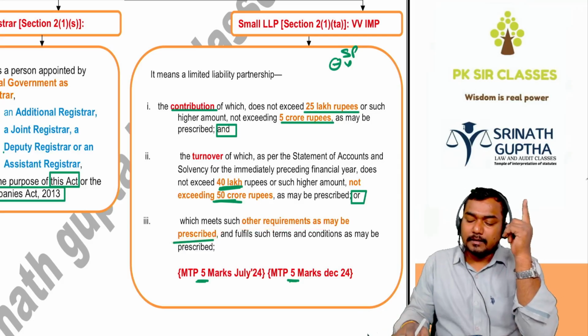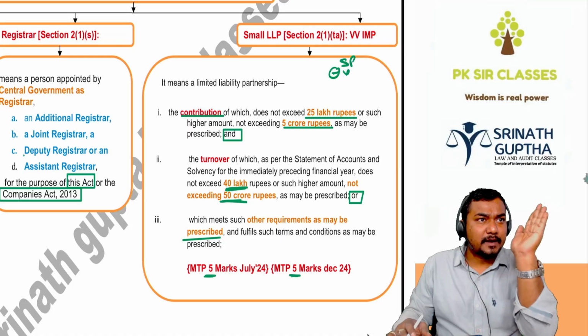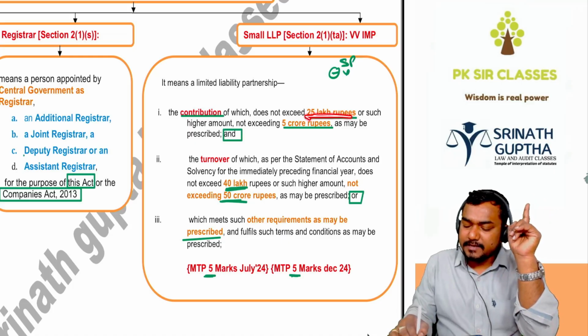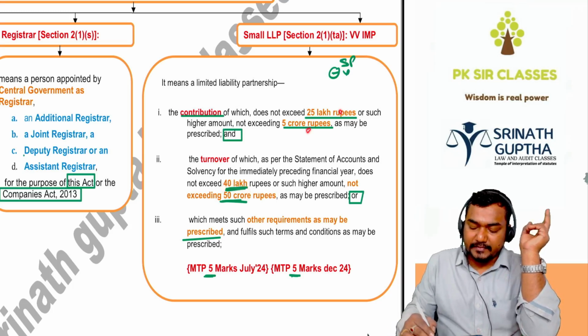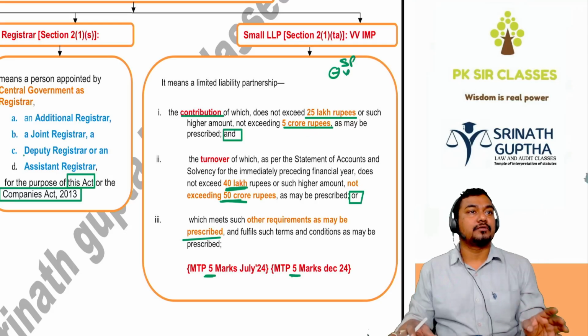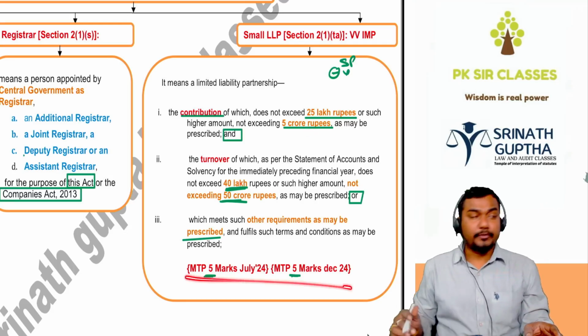So right now an LLP can qualify as a small LLP if contribution is less than 25 lakhs and turnover is less than 40 lakhs. This 25 lakhs can be increased up to 5 crores and this 40 lakhs can be increased up to 50 crores. Till now clear? Important from the exam point of view.